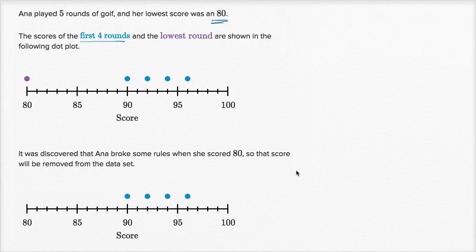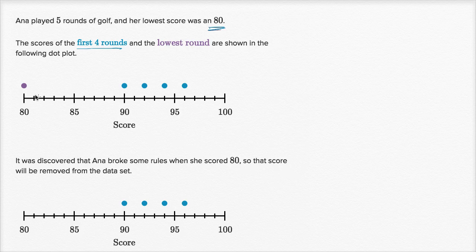So let's actually think about the median first. The median is the middle number. So over here, when you had 5 data points, the middle data point is going to be the one that has 2 to the left and 2 to the right. So the median up here is going to be 92.